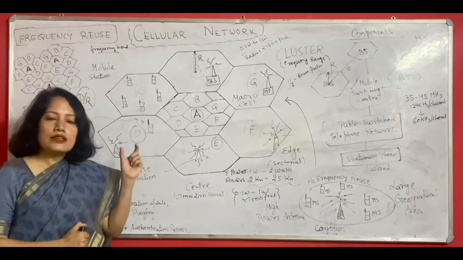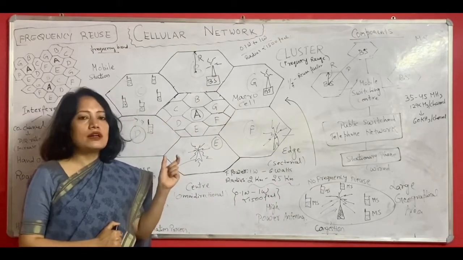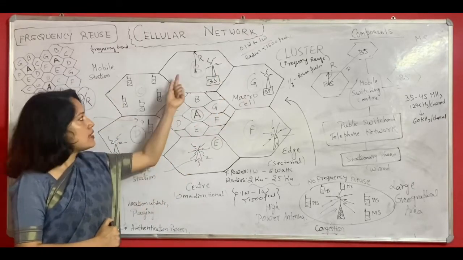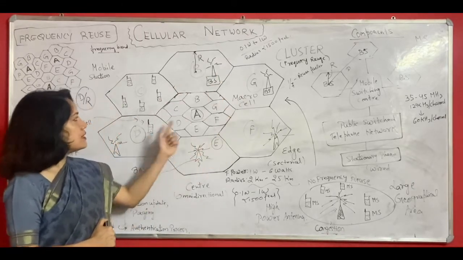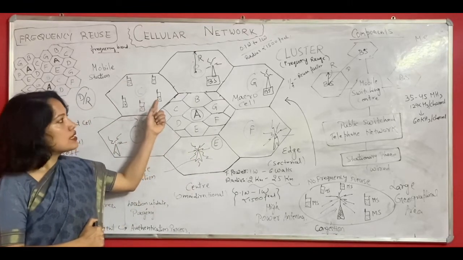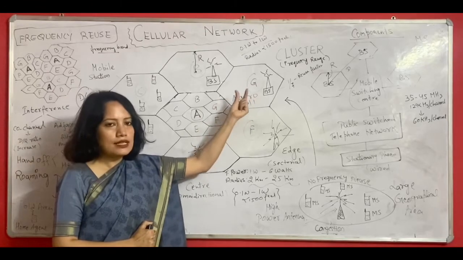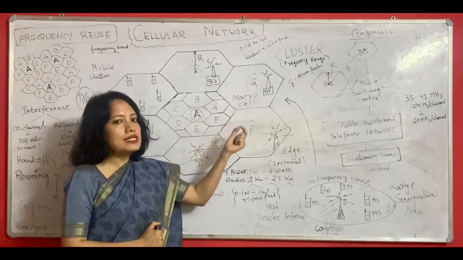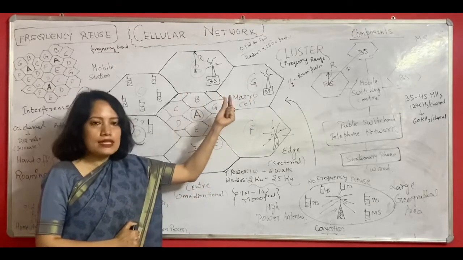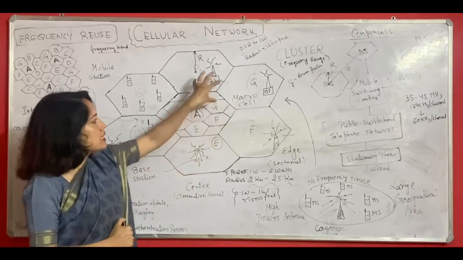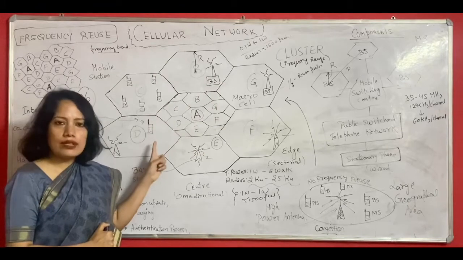Now, if a frequency range is given to a particular cluster, where a cluster is a combination of cells and each cell works on a different frequency range, then that frequency range is subdivided into a total of 7 parts, because there are 7 cells in this given cluster.